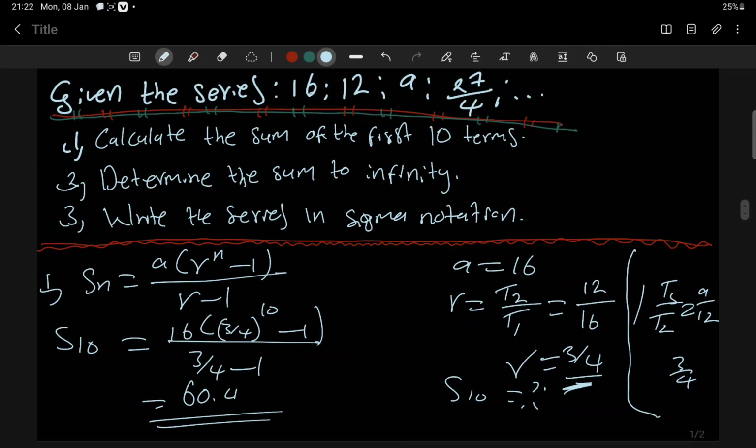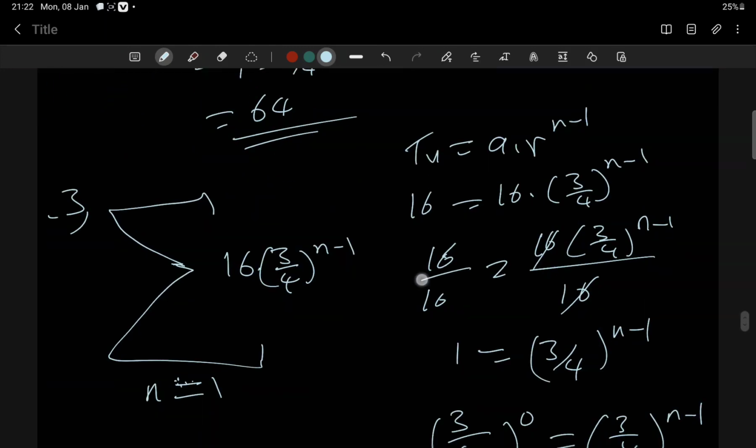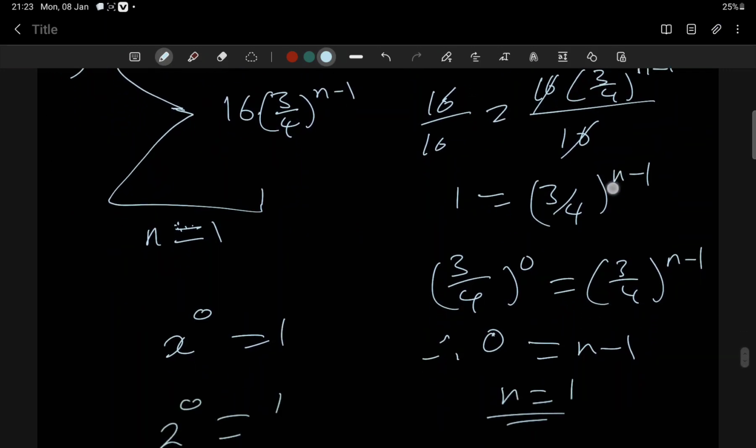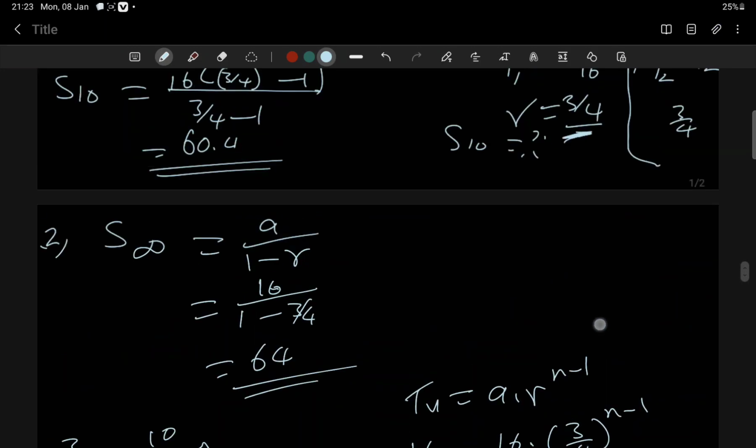And then the question said write the series in sigma notation. If it's for the first 10 terms, then we're going to write 10 here. Then that will be it. 10 on top, 16. Yes.